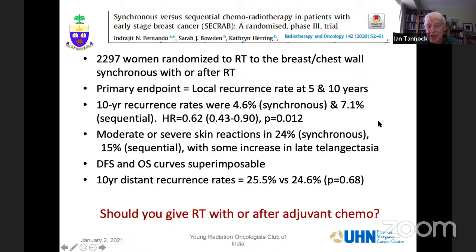10-year recurrence rates were 4.6% if you gave the radiation together with chemotherapy, and 7% if you gave it after. So low recurrence, but there's about 2.5% more recurrence if you delayed radiation therapy. The hazard ratio was 0.62 and the p-value was significant. There are more skin reactions with synchronous therapy, so there is harm, and there's some increase in late telangiectasia, although it was relatively uncommon. The disease-free survival and overall survival curves are superimposable, and the 10-year disease recurrence rates were essentially identical. So should you give your radiation during or after adjuvant chemotherapy?